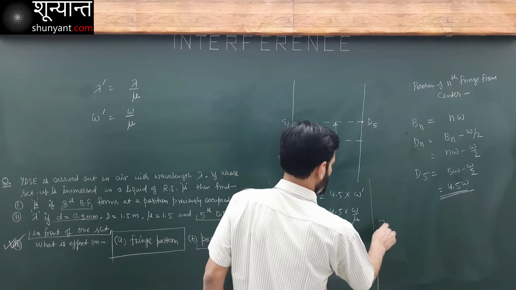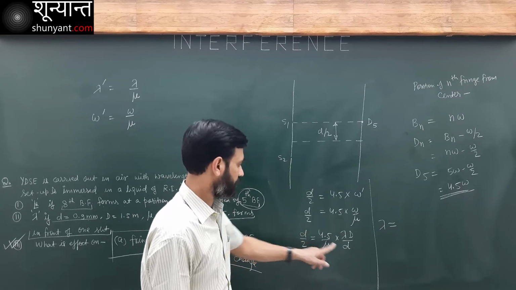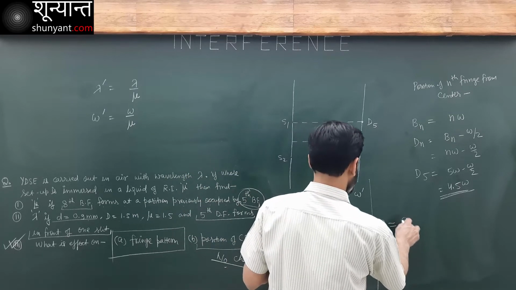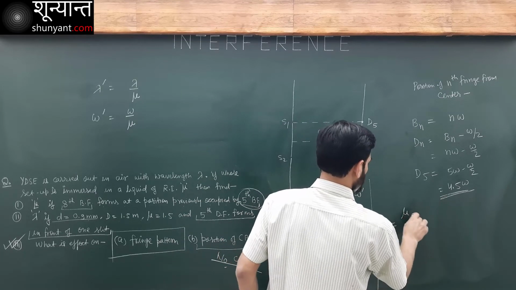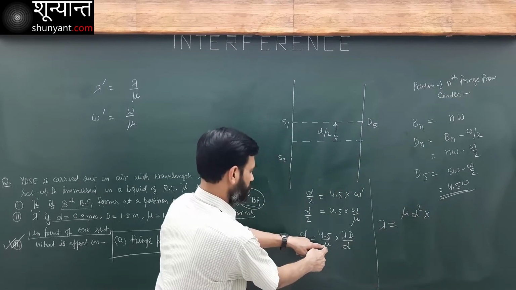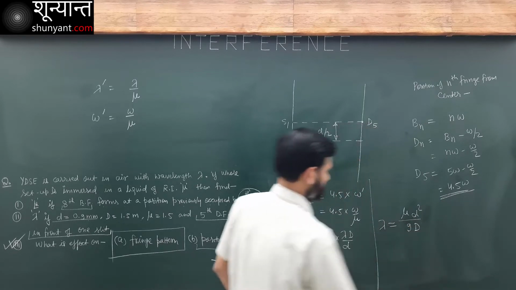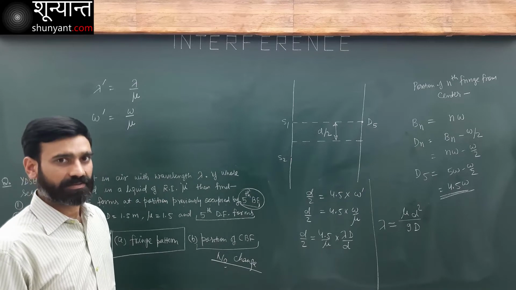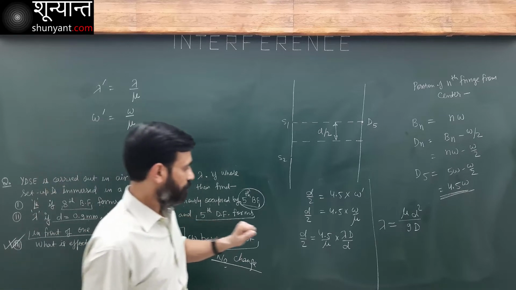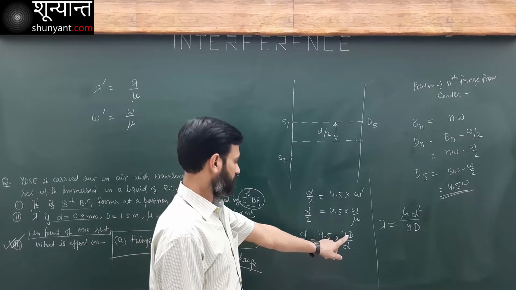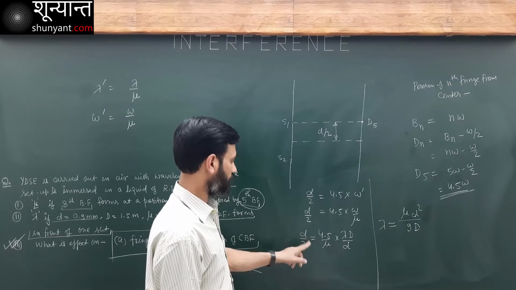So lambda, this is what I want to find. It's like this: d square, mu times d square over 9 capital D. Does that make sense? Is that fine? I hope that it is fine. So lambda equals mu d square over 9D.